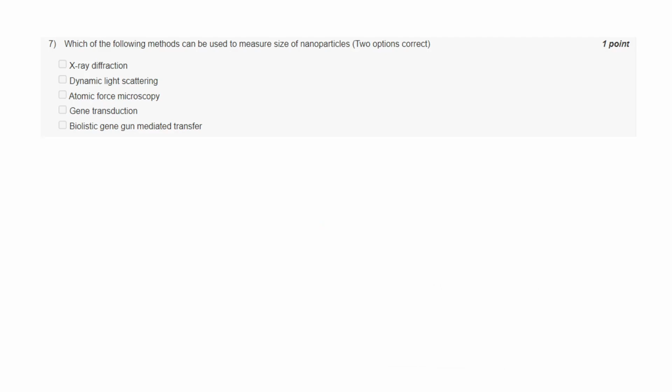The 7th question: which of the following methods can be used to measure size of nanoparticles? We have to choose 2 correct options. The options are X-ray diffraction, dynamic light scattering (DLS), AFM, atomic force microscopy, gene transduction, or ballistic gene gun mediated transfer. Anybody knows the answer?